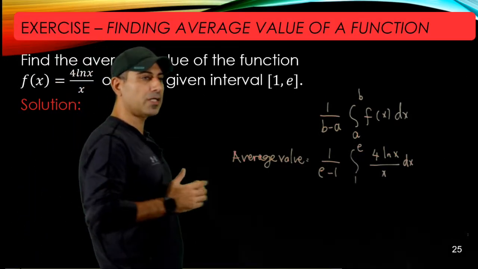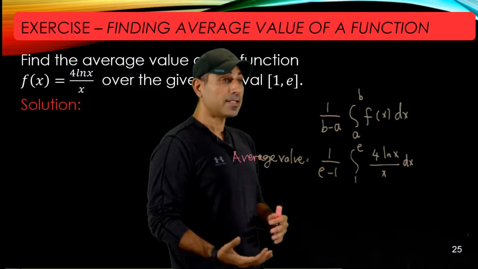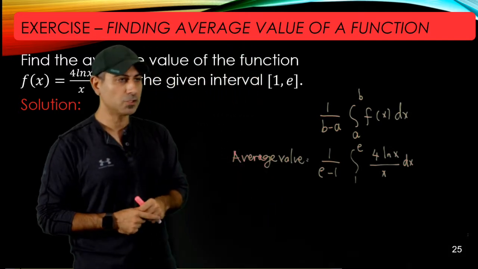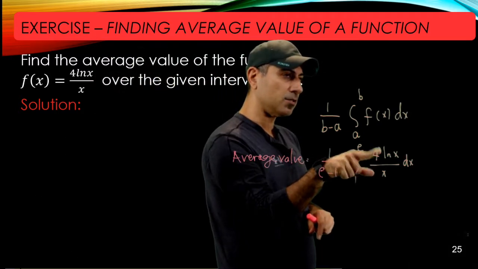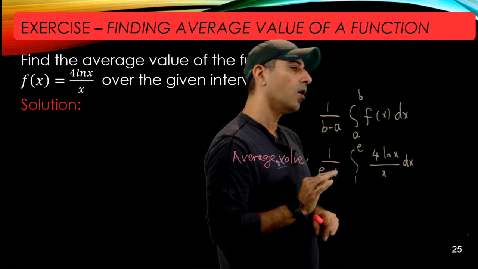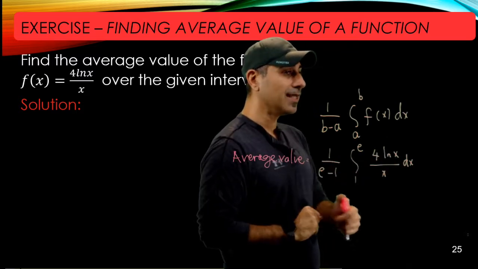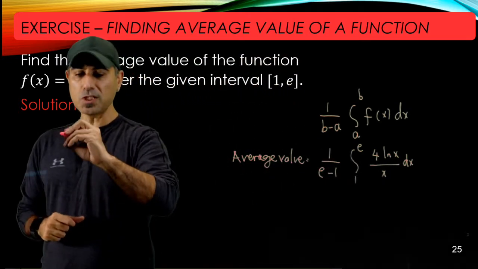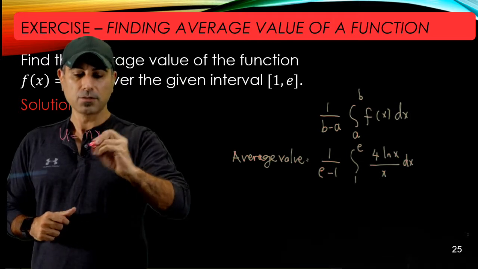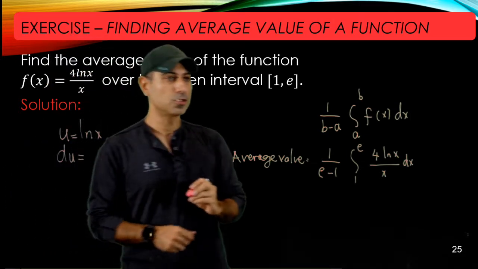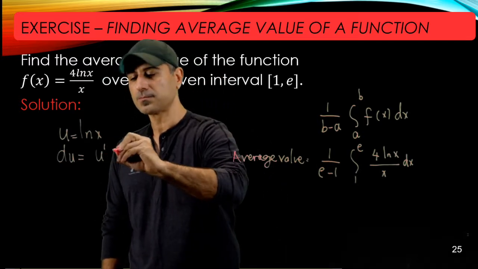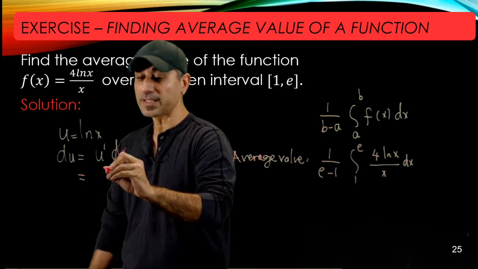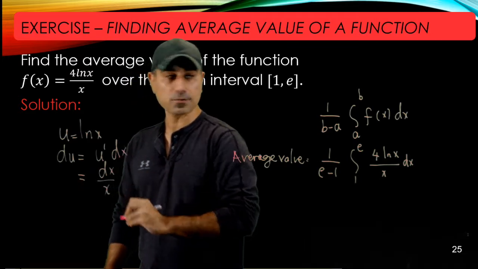So we have the average value defined through this integral. Our task is to find the value of the definite integral. For that reason, we're going to use a U substitution. If you realize that you have ln x here, and ln x has the derivative 1 over x, then 1 over x dx can be replaced by du after the U substitution. To be more specific, let's call u equal to ln x, so that du is equal to u prime dx. And u prime is the derivative of ln x, which is 1 over x. So du turns out to be dx over x.